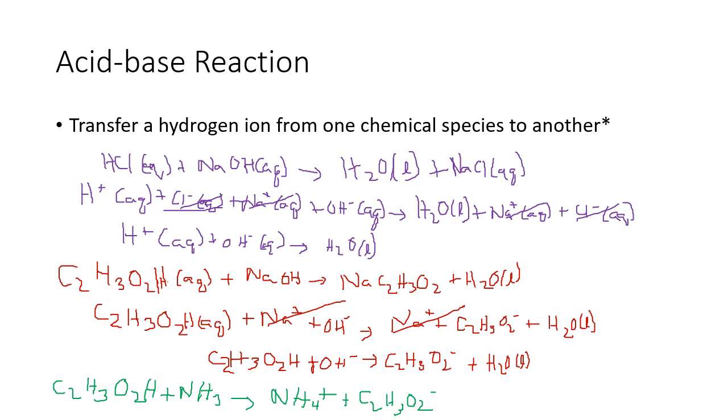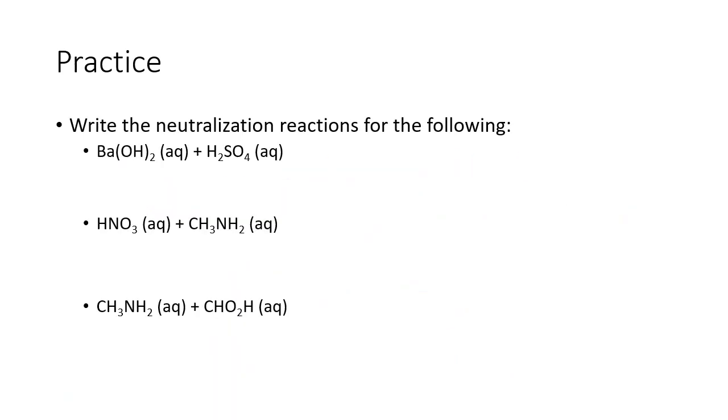Now, acidic solutions tend to have positive ions, and basic solutions tend to have an abundance of negative ions. That is the only other thing to remember about this. Onward and upwards. Let's give yourselves some practice. I want you to pause here, and I want you to try to write the neutralization reactions for the following. And you may want to go back and look at your strong acid and strong base list.